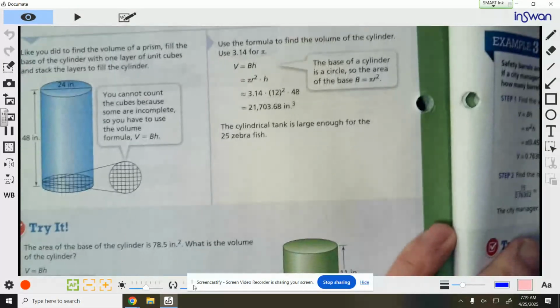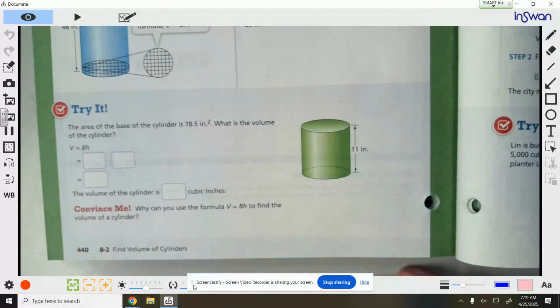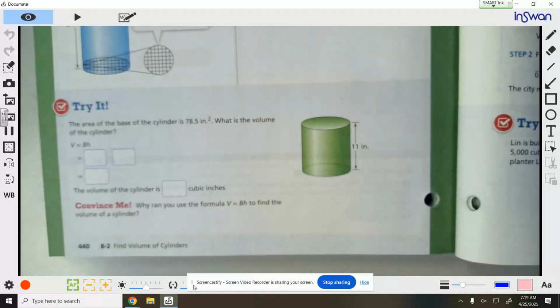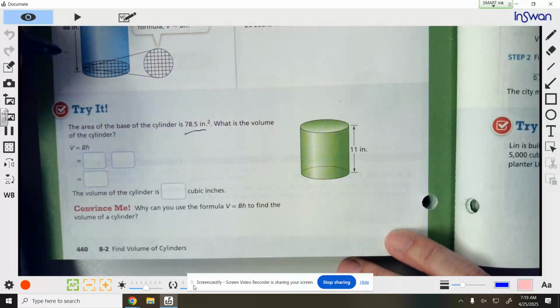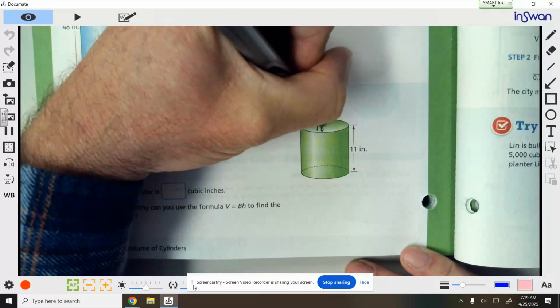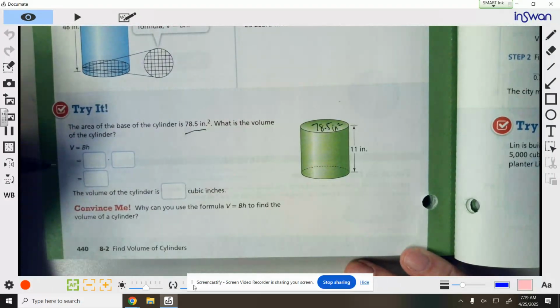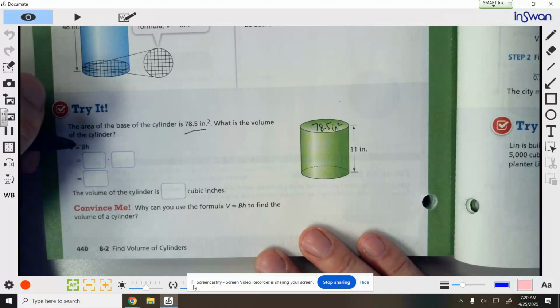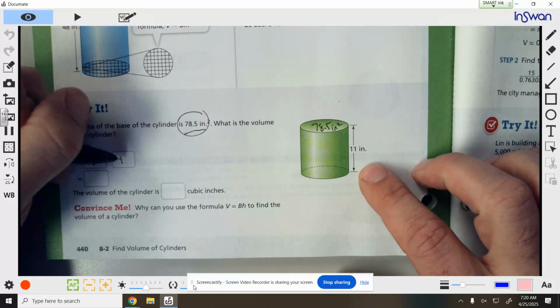All right, going down to the try it. Same thing we're setting up here. This time, though, it says the area of the base of the cylinder is 78.5 inches squared. So we don't even have to do any extra work to figure out the area of the base. They're just saying that the area of that circle base is 78.5 inches squared. So when I start setting this up, V equals big B, area of the base. Well, they told us that right here. So I'm just going to say 78.5 multiplied by the height, which is 11.